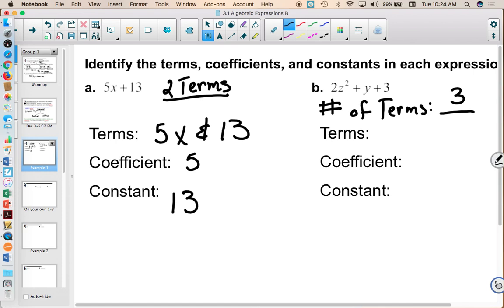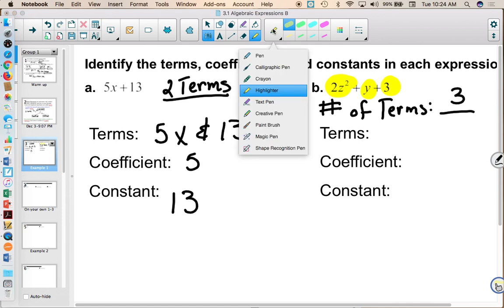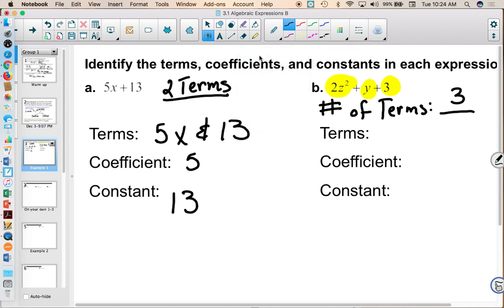Because I have a term here, I have a term here, and I have a term there. There are 3 terms, okay? All right, what are the terms? What are the terms, Jaden? 2z squared, y, and 3. Does everybody agree with that? That's the list of the terms.